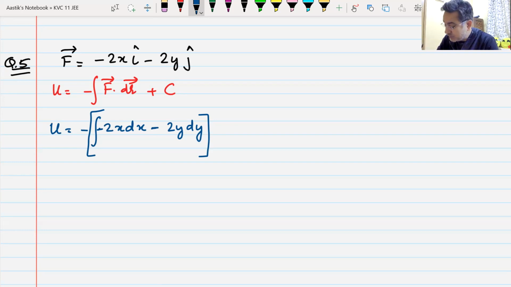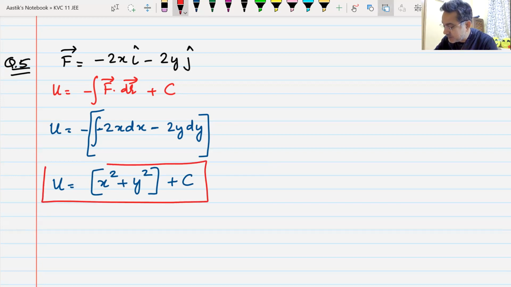I need to integrate 2x dx. So what is my function? My energy function becomes x square plus y square, the integral. That is my original function, plus a constant c, because I don't know the integration limits. So that becomes my potential energy function. Do we understand this?